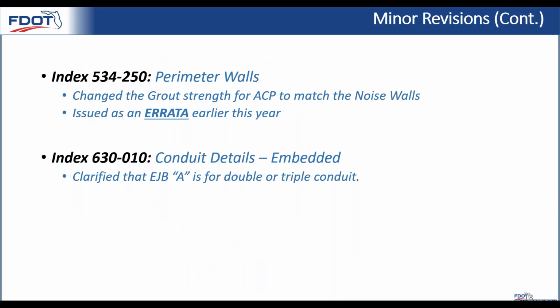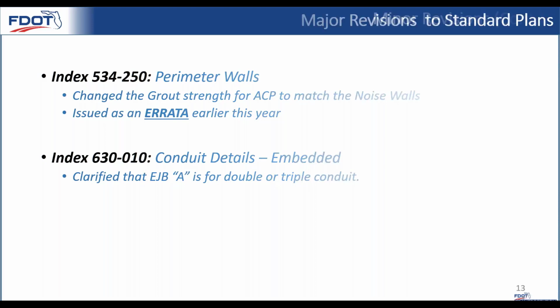Now, an errata was added earlier this year for the auger cast pile for the perimeter walls to match the noise walls. And the other minor change we made was just a clarification to the conduit detail in 630.010. It seemed to indicate you could only use it for double, but you can also use it for triple conduits.